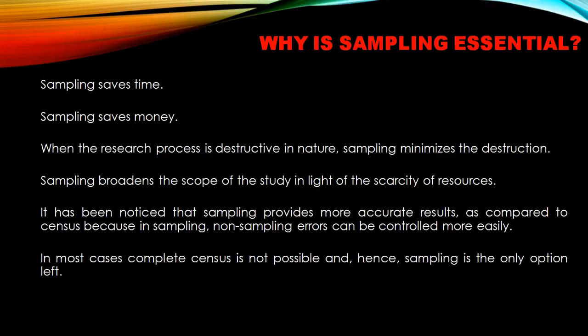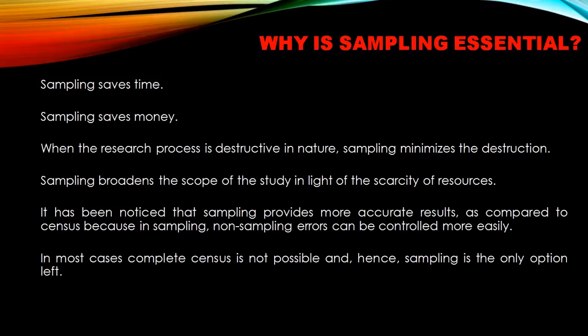Then sampling broadens the scope of the study in light of scarcity of resources. All resources are scarce, and in order to optimize those scarce resources and to broaden the scope of the study, we can go ahead with sampling. Similarly, it has been noticed that sampling provides more accurate results as compared to census, because in sampling, non-sampling errors can be controlled more easily.